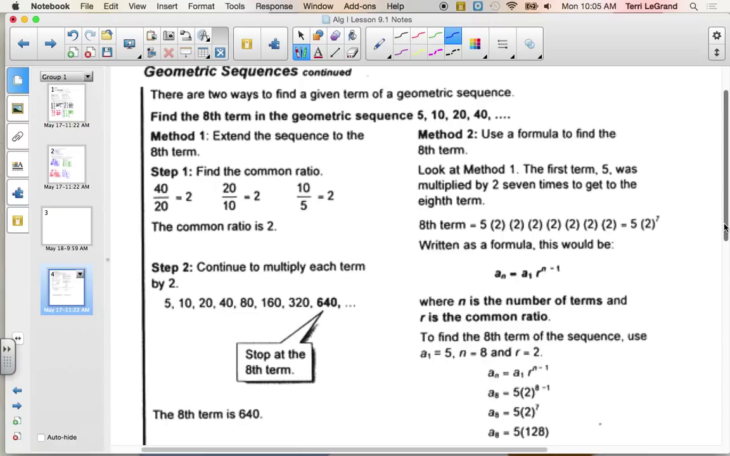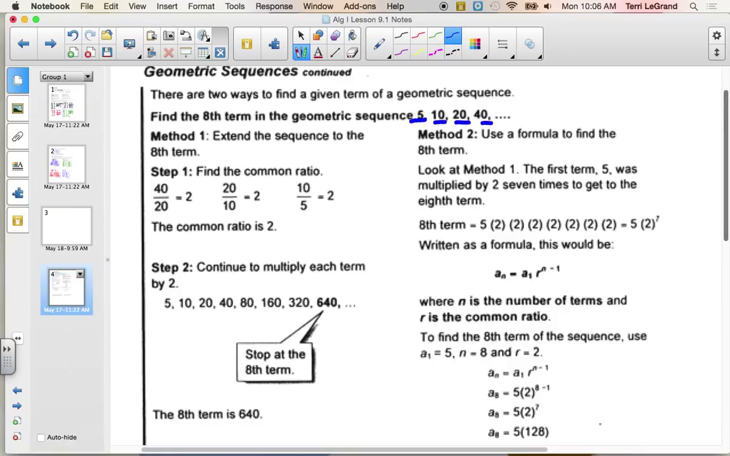So our example in this one, it says find the 8th term in the geometric sequence 5, 10, 20, 40. We were given how many terms? Make sure we understand what terms. How many terms were we given? 4. 1, 2, 3, 4.